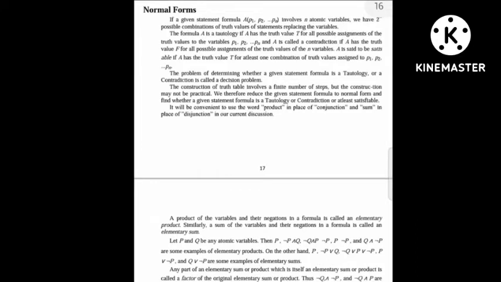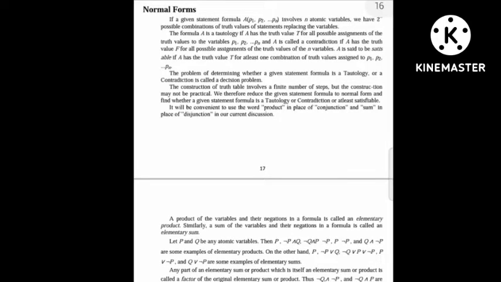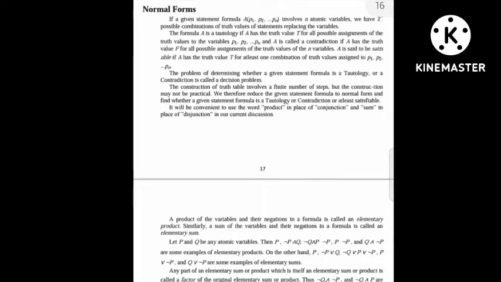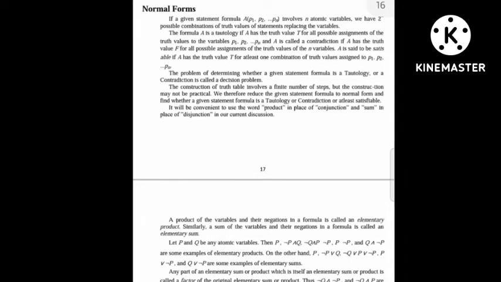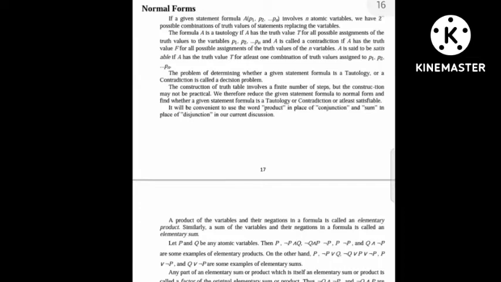The problem of determining whether a given statement formula is a tautology or a contradiction is called a decision problem. The construction of a truth table involves a finite number of steps, but the construction may not be practical. We therefore reduce the given statement formula to normal form and find whether it is a tautology or contradiction, or at least satisfiable.